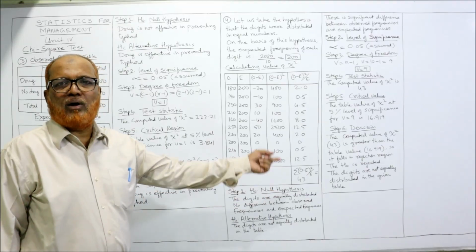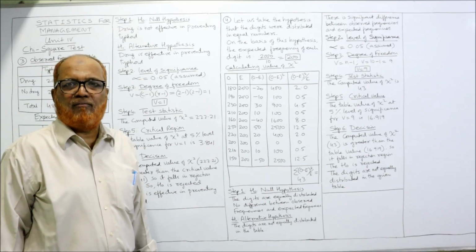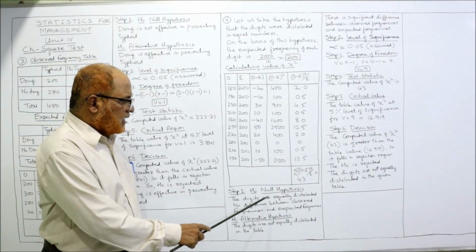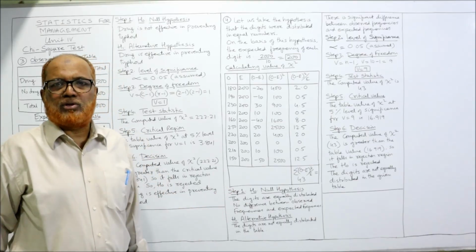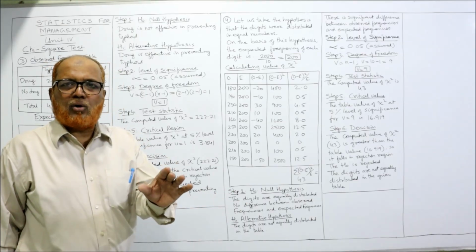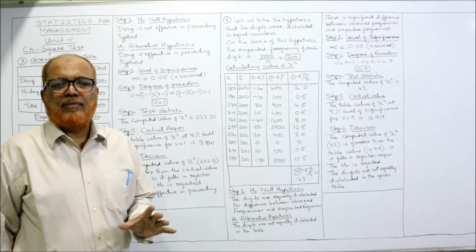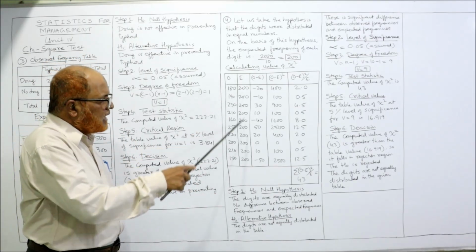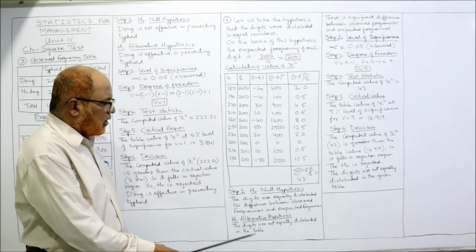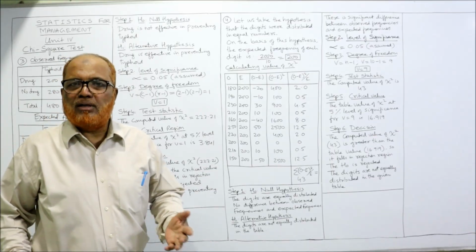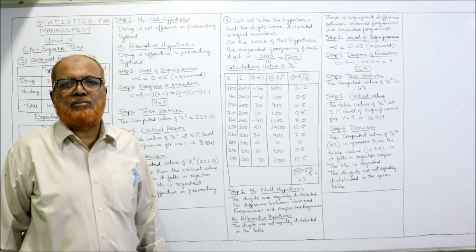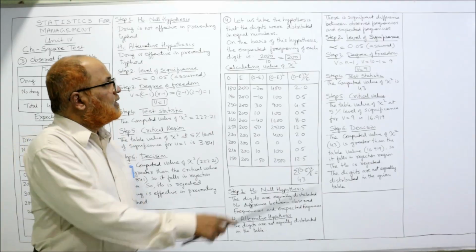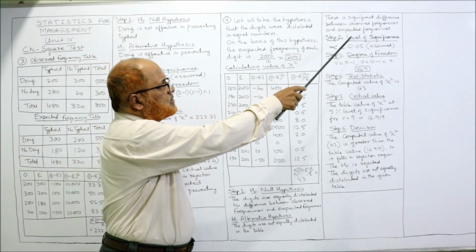This computed value we have to compare with the critical value. Then we can take the decision. So now the null hypothesis: the digits are equally distributed in the table. That means there is no significant difference between observed frequency and expected frequency. The alternative hypothesis: no, the digits are not equally distributed. Some digits are occurring more, some digits are occurring less. Now, there is a significant difference between observed and expected.